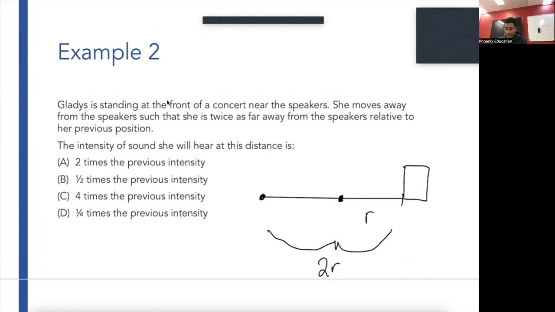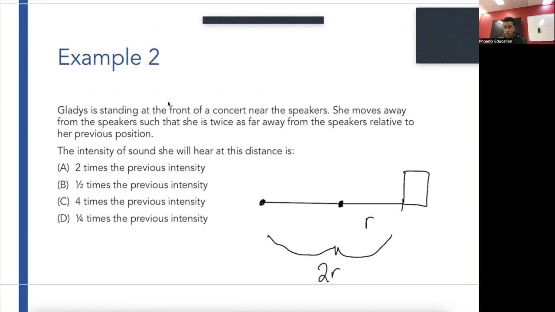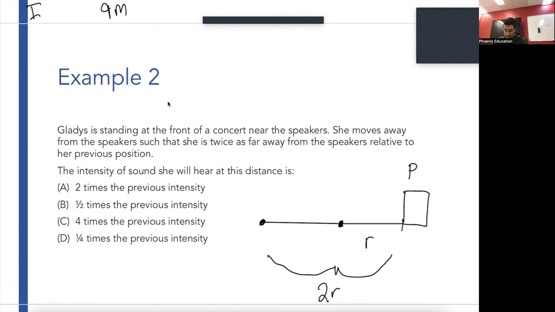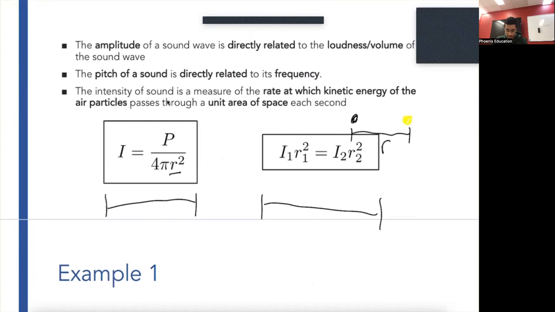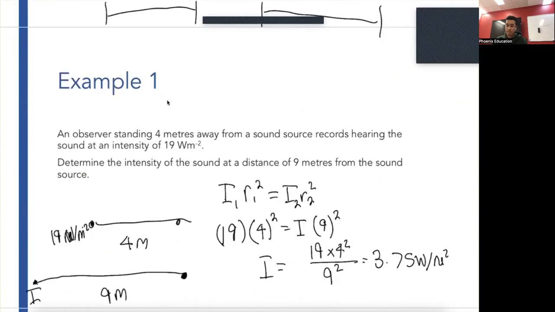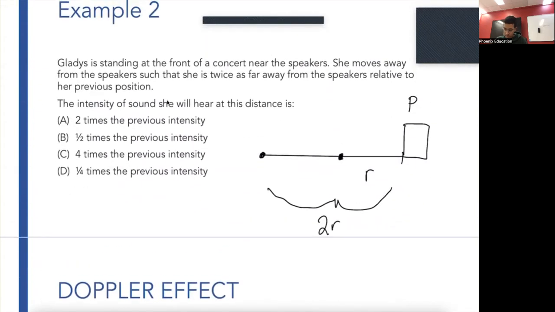What we have to relate to this question is that the speakers in both scenarios output the same amount of power, because the speakers themselves aren't changing. So we write down here that the power of the speakers is just P. Now, what formula for intensity relates to power and radius? If we go back here, it's the first formula: intensity equals power over 4 pi r squared.